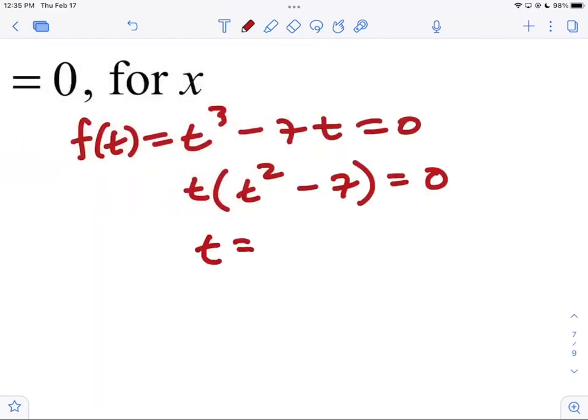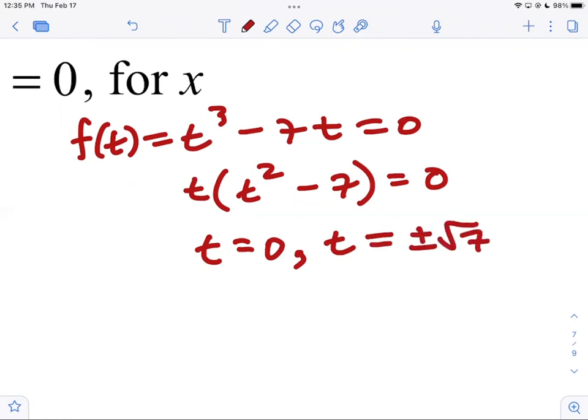And look, t squared minus 7, it's a difference of 2 squares, right? Not 2 perfect squares, but 2 squares. So you could either say t equals 0 and then just rattle off the other 2, or you can actually set them equal to 0 and factor it, or separate the variables and extract both square roots, but they're going to be plus or minus the square root of 7.